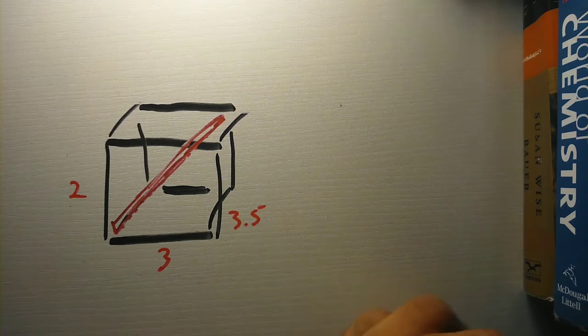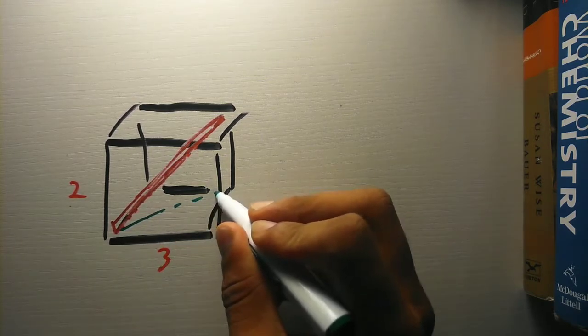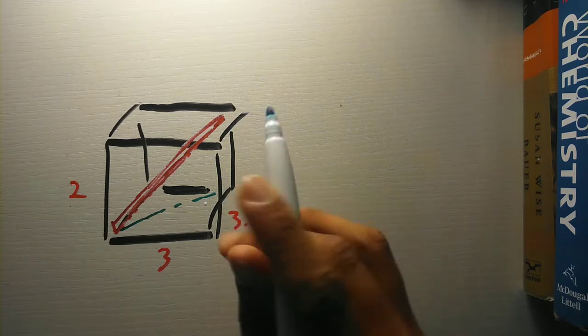Using the Pythagorean theorem. Well, let's get creative. Let's draw in our own little triangle. Let's make a diagonal. And you call these three-dimensional diagonals.